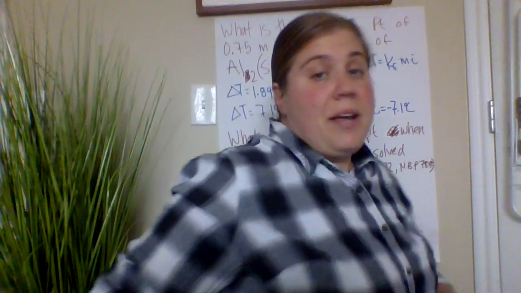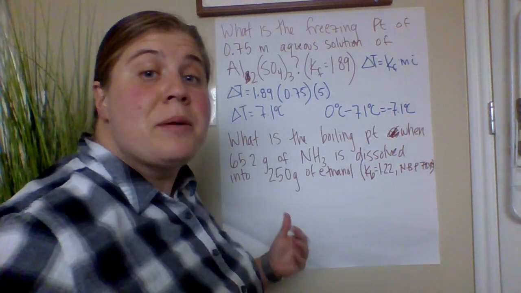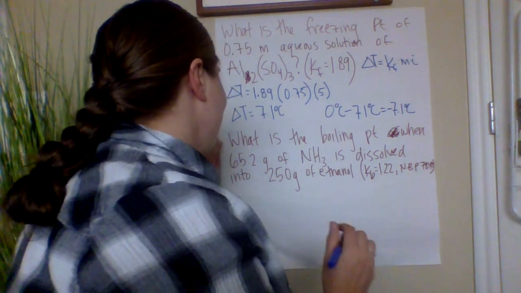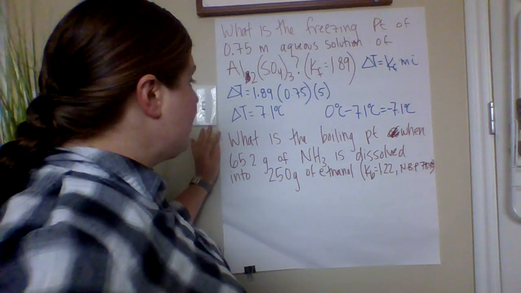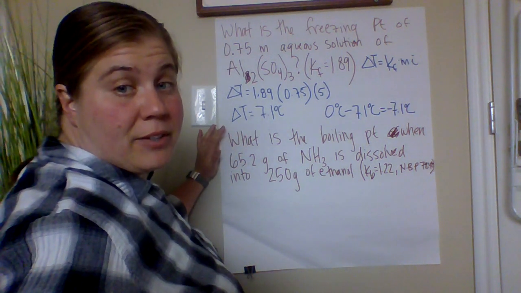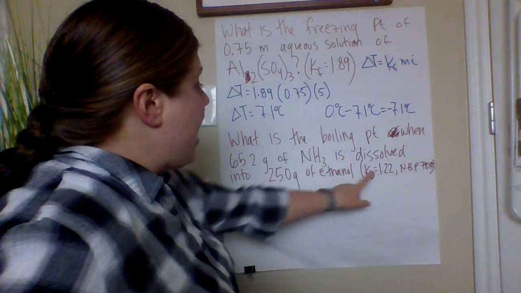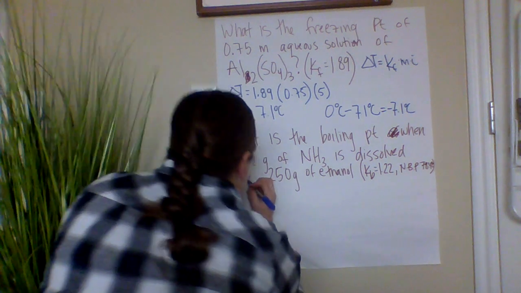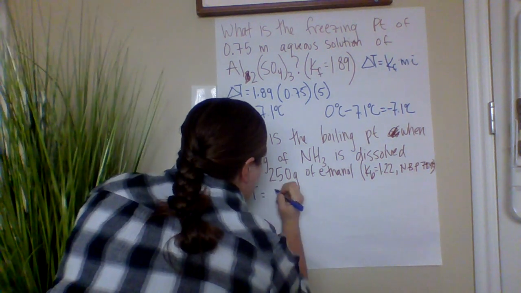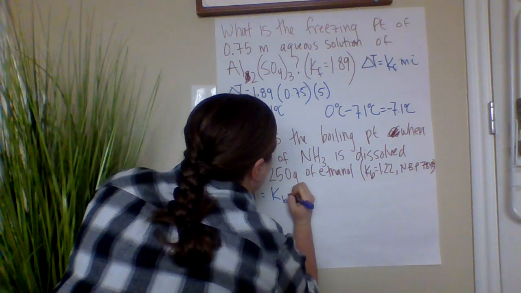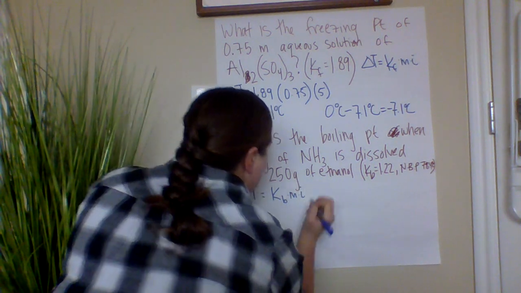Let's work on this second problem. The second problem is going to take a little bit more work because I didn't give you the molality. Of course I didn't. So on this one, we're looking for the boiling point when 65.2 grams of ammonia are dissolved into 250 grams of ethanol. I gave you the Kb and the normal boiling point of ethanol. So we're going to use our formula again: delta T equals Kb this time, because we're doing boiling point, times m times i.